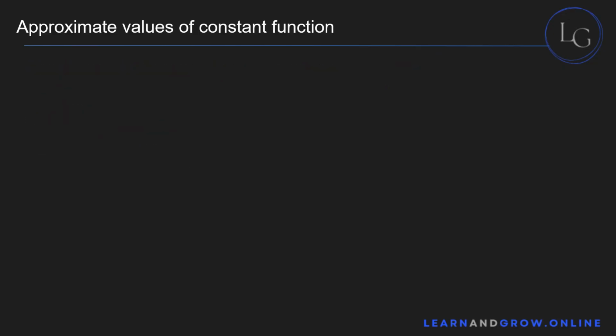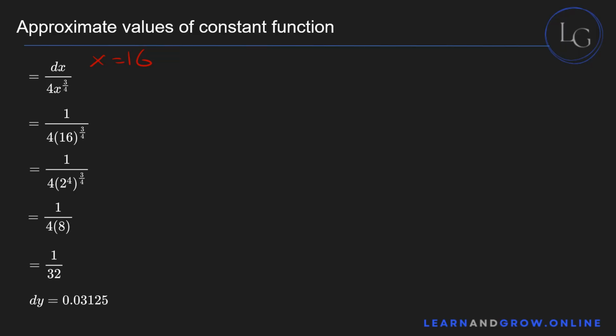Now, we'll replace this x with 16 because, as you remember, we let x be equal to 16. And so, once you calculate it, you find out that the value of dy is equal to 0.03125.